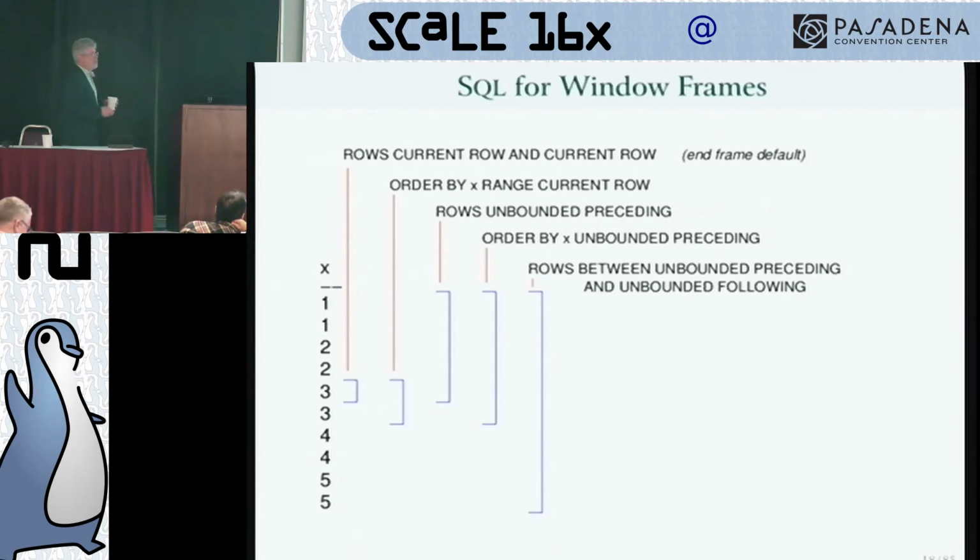This is actually the SQL you would use for each case. Okay? So just written out. Rows mode, current row to current row. Bingo. Makes sense, right? Start at the current row, end at the current row. I'm in rows mode. This, order by X, range current row to current row. It's the current row from beginning to end, okay? This is rows unbounded preceding to current row in rows mode. Order by X unbounded preceding is this, and then this is rows between unbounded preceding, unbounded following. Okay, graphically.